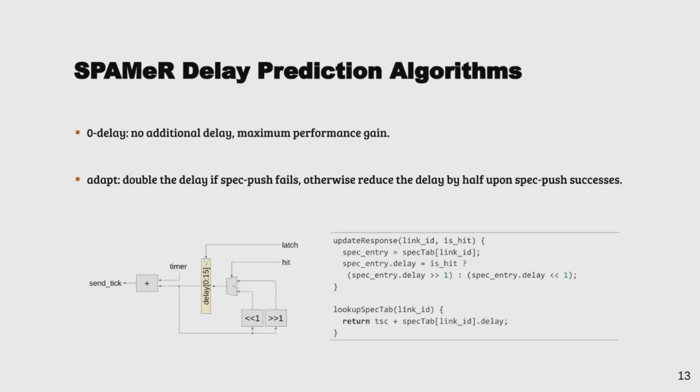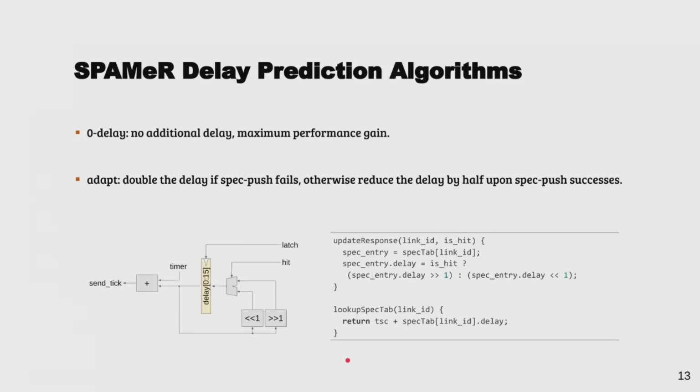So the second algorithm, adapt, is proposed to reduce the number of failed speculative pushes. If a speculative push fails, the adapt algorithm takes this as a sign of pushing too fast, so the delay is doubled. A speculative push hit would otherwise reduce the delay. This algorithm is very simple for hardware to implement, as shown in the diagram. And the pseudocode of the algorithm is also shown on the right.